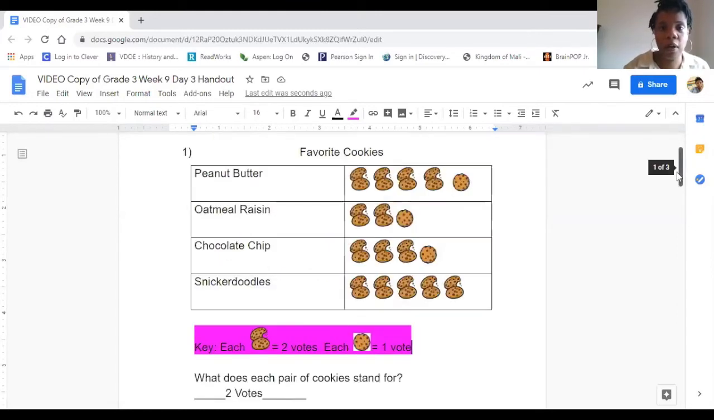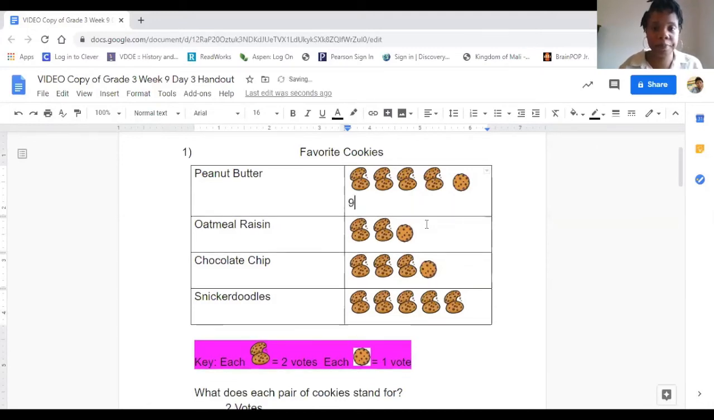Let's go up here. Well, peanut butter. Let's count how many votes peanut butter received. I know that the pair of cookies represents 2, so I'm going to count by 2s. 2, 4, 6, 8, but I see a single cookie. Oh, so I add 1. 2, 4, 6, 8, 9. Peanut butter received 9. If you didn't write 9, you can do it now.